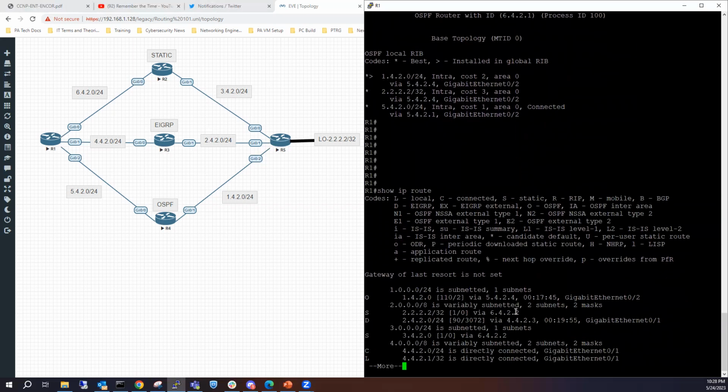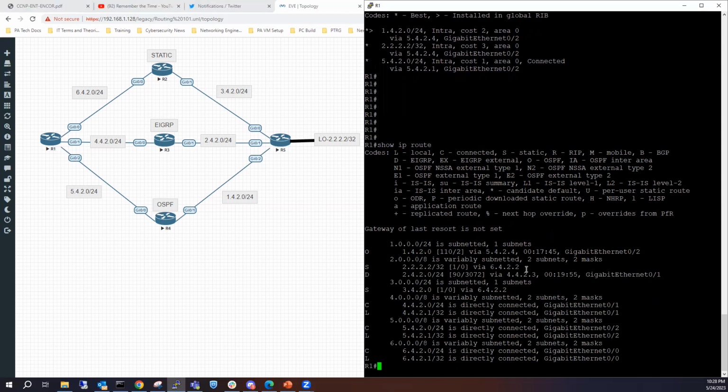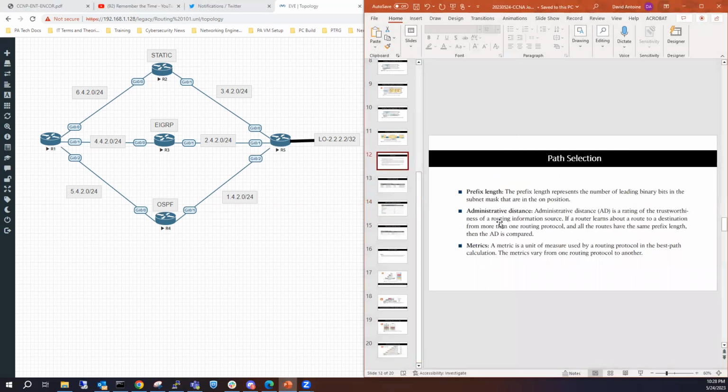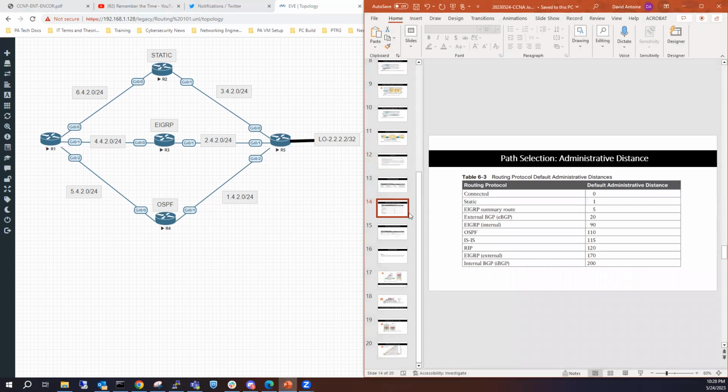But our routing table shows the static route. So the prefix length is the same across all of them, so it reverted to administrative distance.